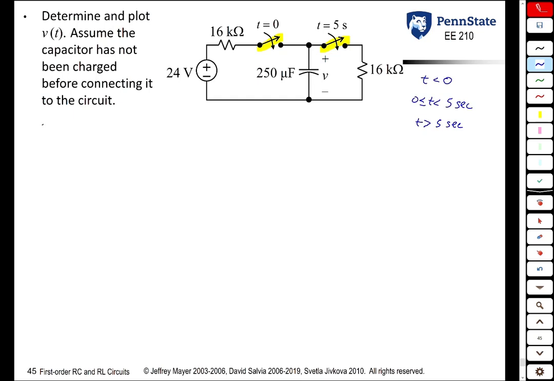So for t less than 0, once again, that's our DC steady state. It's a pretty boring circuit. It's just a capacitor sitting by itself. So its voltage, V of 0 minus, is just 0 volts, which also means that the voltage across the capacitor at 0 plus is going to be 0 volts.